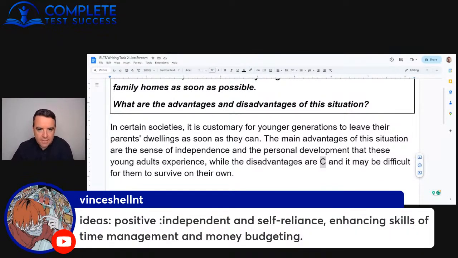Independence, self-reliance, enhanced skills of time management and money budgeting. Good. Yeah, so those all work. Independence and self-reliance, again, we talked about that earlier. I would worry that that's really one idea, not two ideas. So I would just go with one of those rather than both of those, and then everything else is okay.